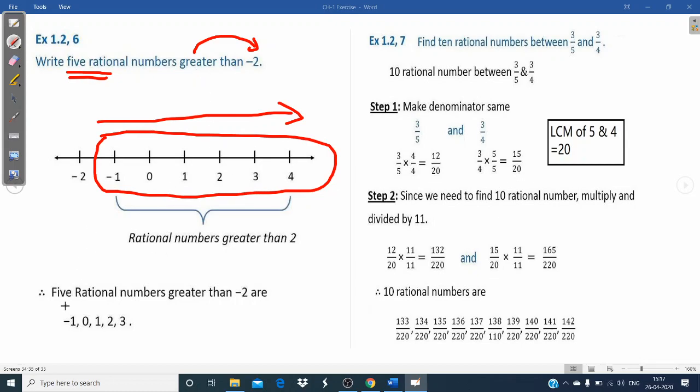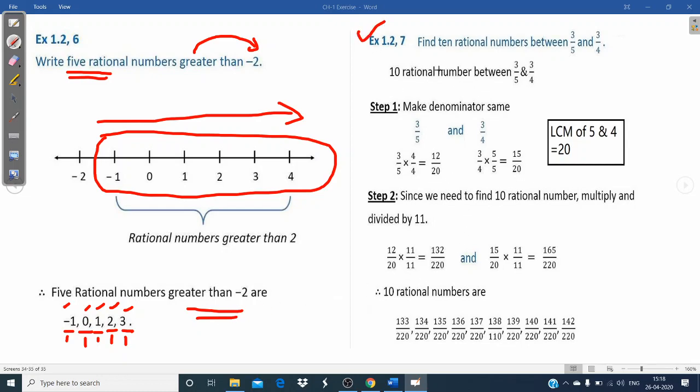So I've written here minus 1, then 0, 1, 2 and 3. So all these numbers are what? Greater than minus 2. And if you want to write in the form of P upon Q, upon 1, upon 1, upon 1, here also 3 by 1. So minus 1 by 1, 0 by 1, 1 by 1, 2 by 1, 3 by 1. All these are the 5 rational numbers which are greater than minus 2.